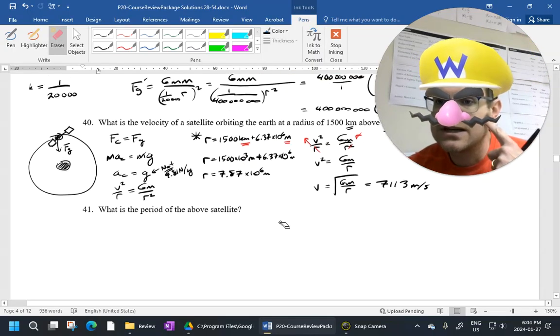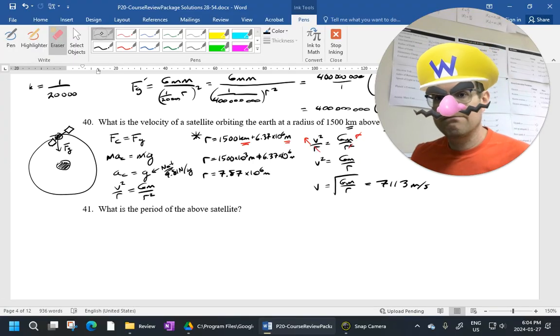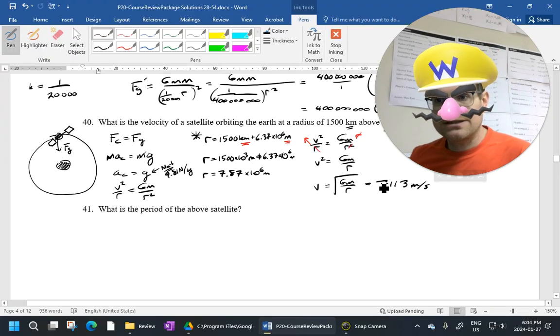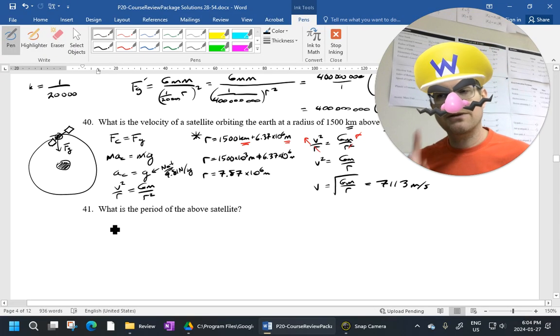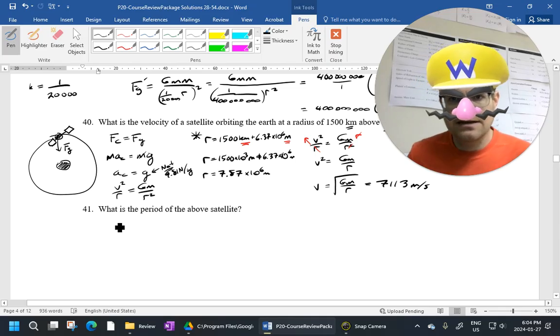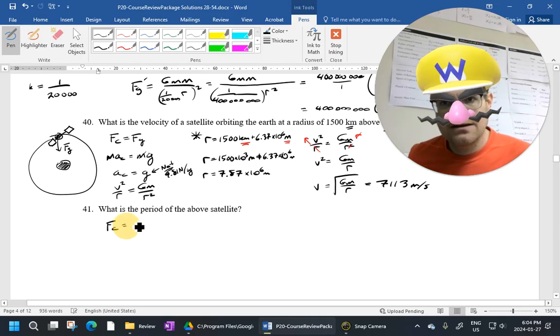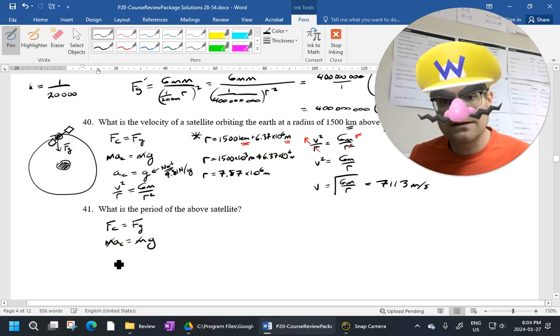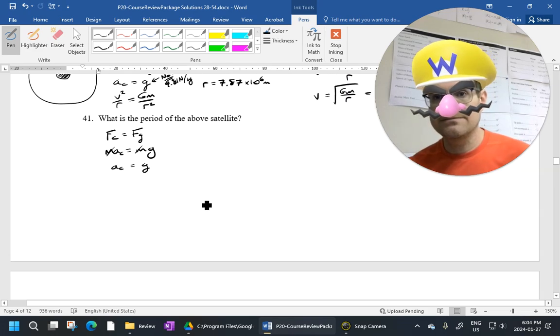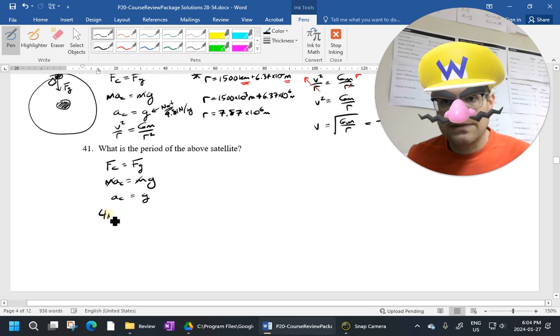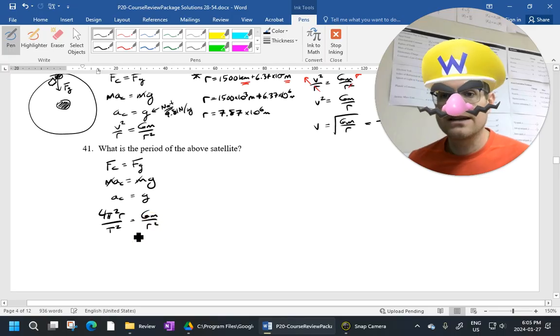Really good. What is the period of this? Similar idea. I can use this number if I want to try to solve for that, but you know what I'm going to do? I'm not going to trust that answer. So I'm going to repeat the question, but this time, rather than using the v squared over r formula, when I get to this stage here, I'm going to use 4 pi squared r over t squared is equal to GM over r squared. That's the formula I'm going to use.